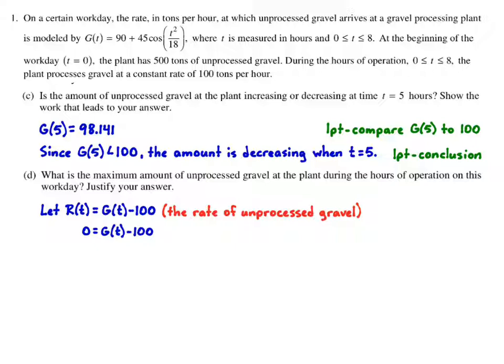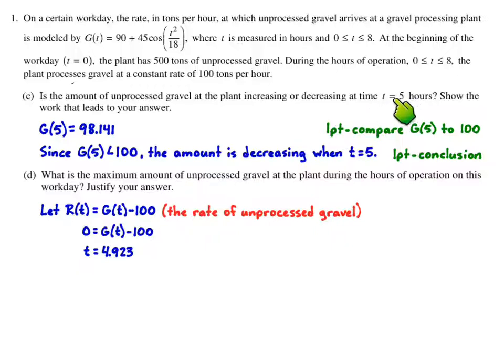And there's a couple different ways of doing this with your calculator. You could add 100 to both sides and look for the intersection between g of t and 100. Or you can type this into your y-list as whatever the function is, minus 100, and then find the zeros. But the bottom line is you get t equals 4.923.